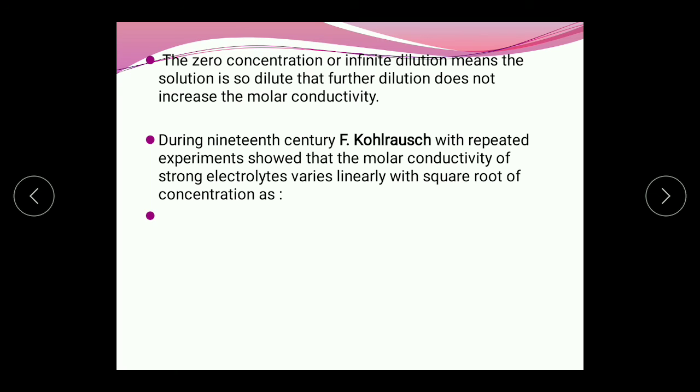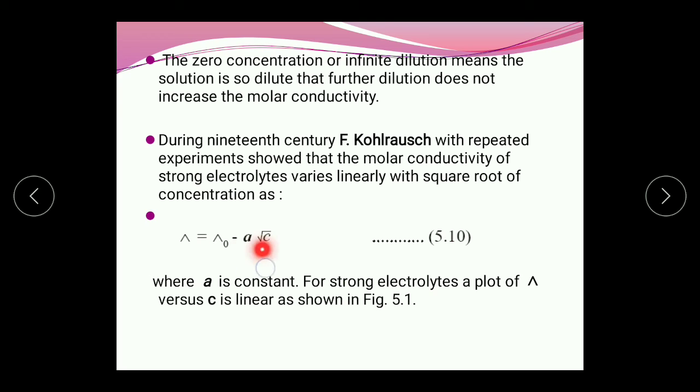During the 19th century, F. Kohlrausch, with repeated experiments, showed that the molar conductivity of strong electrolytes varies linearly with the square root of concentration. That means the relation for molar conductivity of strong electrolytes has been given by one equation by Kohlrausch. And the equation is lambda equal to lambda 0 minus A root C. Do you know all the factors here? What is lambda here? It is the molar conductivity. What is lambda 0? Molar conductivity at zero concentration or at infinite dilution. A is a constant and C is concentration. This is the equation given for strong electrolytes: lambda equal to lambda 0 minus A root C.